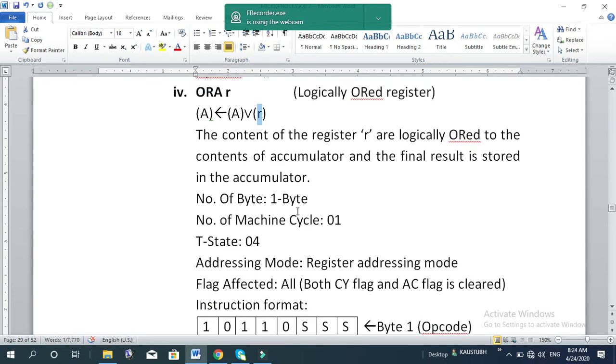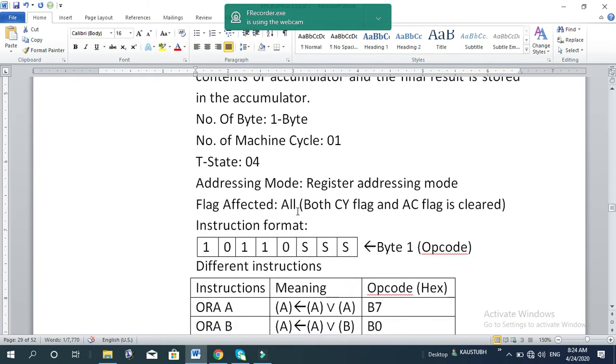As with ANA R, this is also 1 byte, machine cycle 1, T state 4, register addressing mode, all flags affected. But in this case, both the carry and auxiliary carry flags are cleared. In the ANDing operation, the carry flag is cleared but the auxiliary carry flag is set. But in this ORing instruction, both the carry and auxiliary carry flags are cleared.